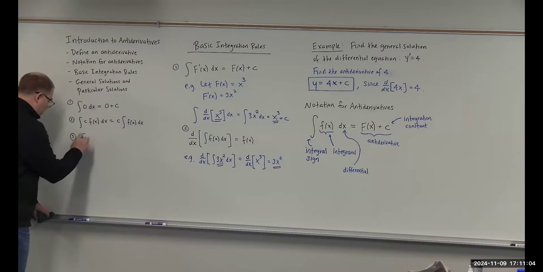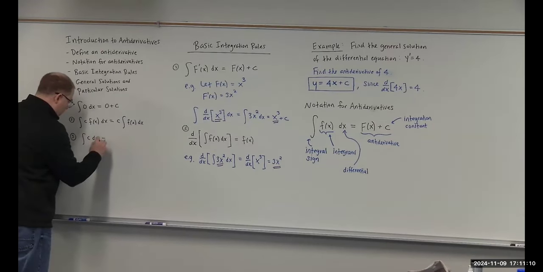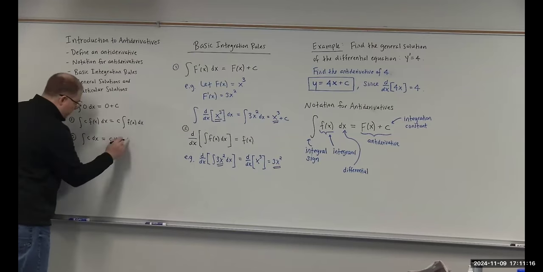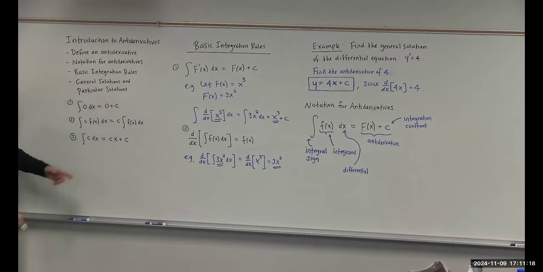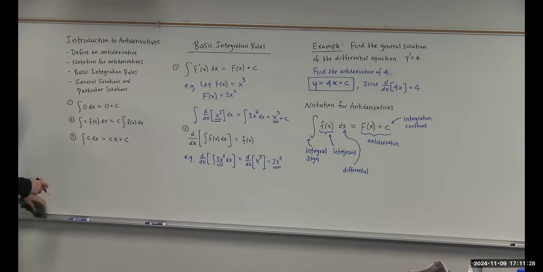So if we have just the integral of a constant with respect to x, then this is going to be equal to the constant times x plus c. The reason is because when we take the derivative of c times x, that's simply going to give us back the constant. And then the derivative of the constant is going to be zero, okay?